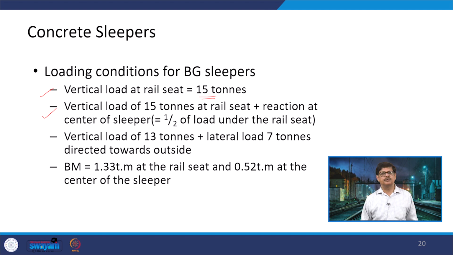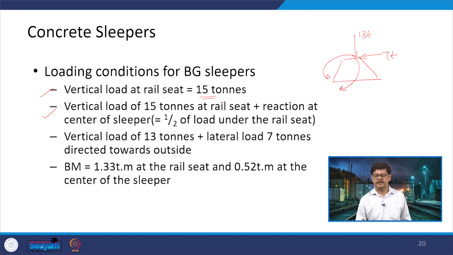Then the third one is the vertical load of 13 tons plus the lateral load of 7 tons. So, you are getting one load like this of 13 tons and another load like this which is of 7 tons. And if we are talking about the sleeper in this form on which the loads are coming in this way, there is a possibility of it trying to overturn in this way, and at the same time if we talk about the rail.